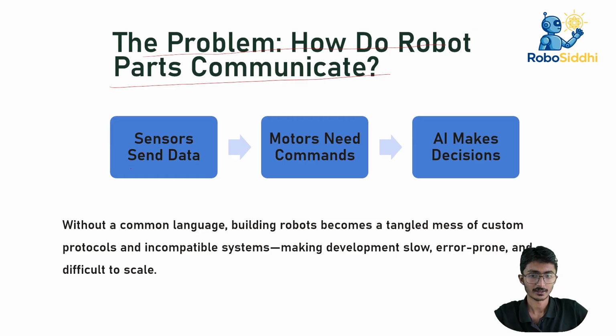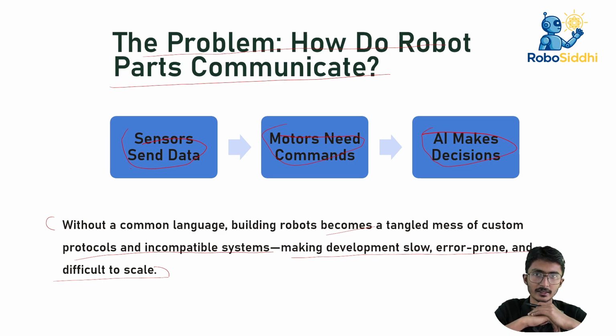It's not possible. There are so many sensors in your robot, right? Sensors send data, motors need commands, and AI will make decisions. You might wonder how AI is going to be implemented in such robots or systems. Without a common language, building robots becomes a tangled mess of custom protocols and incompatible systems, making development slow, error-prone, and difficult to scale. Now just think of it: you make a robot and you spend half of the year just programming one sensor. It will be a total waste of time.